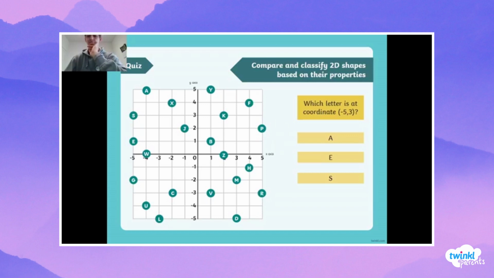Thank you, Grace. Well done. Well done, Alfie. Well done, Jay. Well done, Lily. The answer, of course, well done, Geeta, is S. Because we need to go along the corridor to -5. Here we have it. And then we need to go up the stairs to 3. And we arrive at S. Well done to everyone who got that one correct.